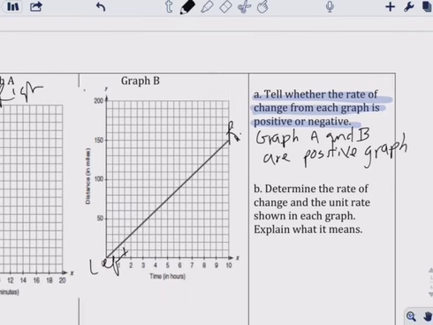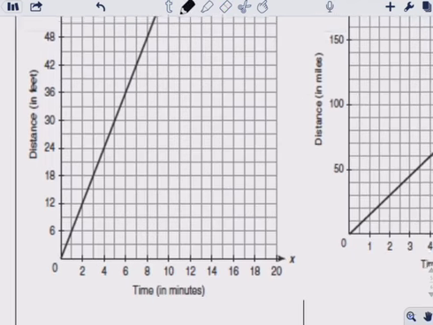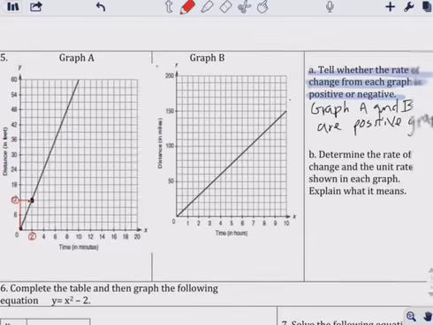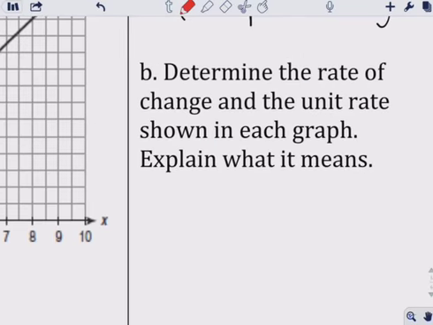Okay? Determine the rate of change and the unit rate shown. Okay, let's see. Rate of change first, because we don't want to estimate decimal. It may not be right. Let's do graph A, rate of change. Ooh, I see 0 to be safe. And right there. So that is going up 12 and over 2.